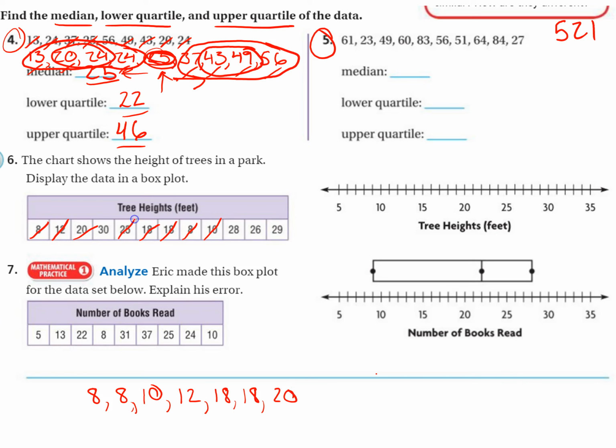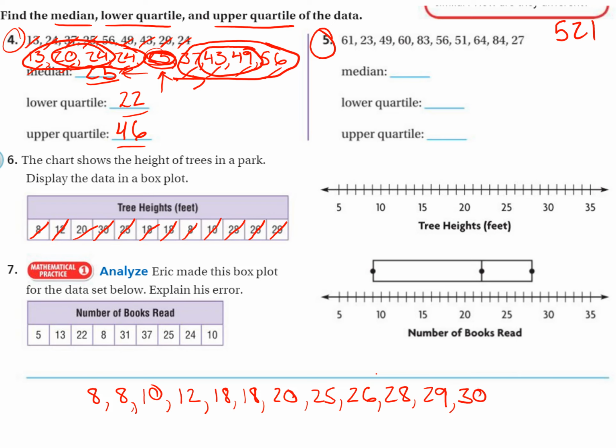And then 25, and 26, then 28, and 29. And lastly, this 30.